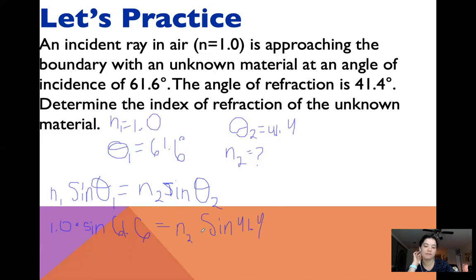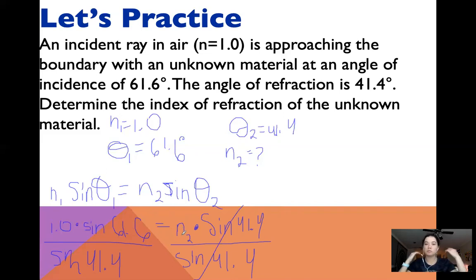And instead, I'm going to figure out how to move this whole piece away from n2 to get n2 by itself. So in between these two things, we have multiplication. How do we undo multiplication? Division. And whatever we do to one side, we got to do to the other. So I'm going to divide both sides by sine of 41.4. Those go away, and I'll have n2 all by itself.